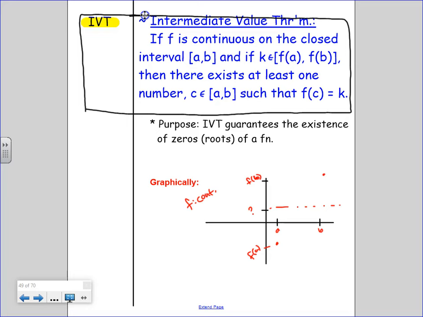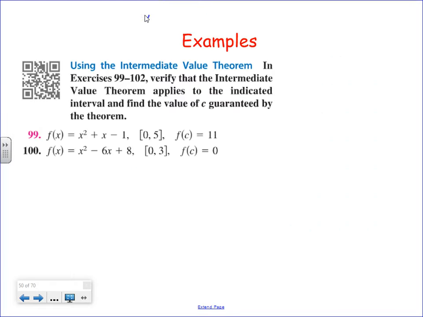And this is, I think, what no one got to, even did the notes over the weekend. What are they giving me? Well, what's first? A function. What's second? An interval, A and B, right? So first a function, second an interval, and third a value. And they're saying verify the intermediate value theorem applies and find the value C guaranteed by the theorem.